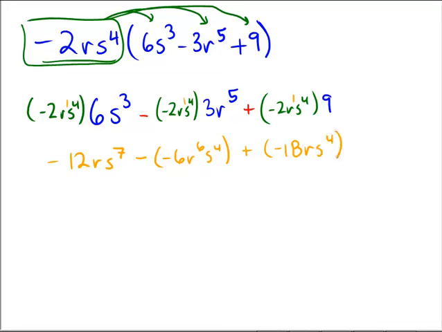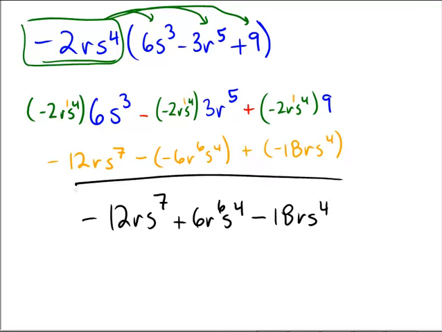So the final answer you'd want to submit in any normal class would be negative 12rs to the seventh minus a negative becomes plus 6r to the sixth s to the fourth, and adding an opposite is a subtraction problem, and that's 18rs to the fourth. And so that should be our final answer.